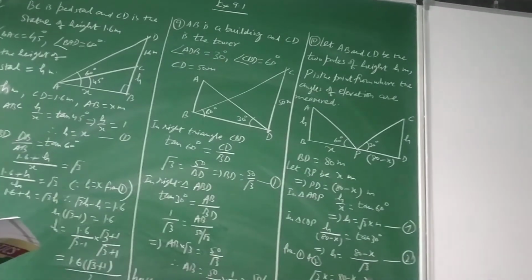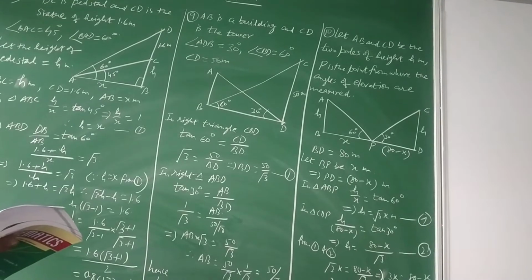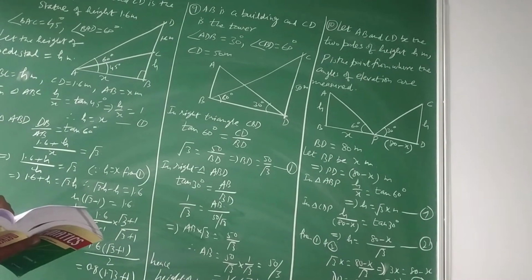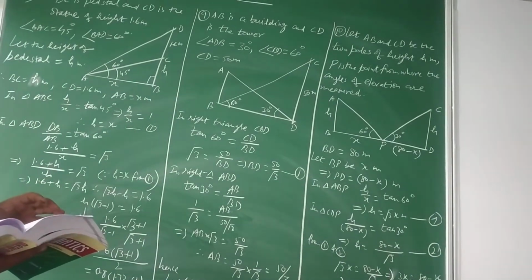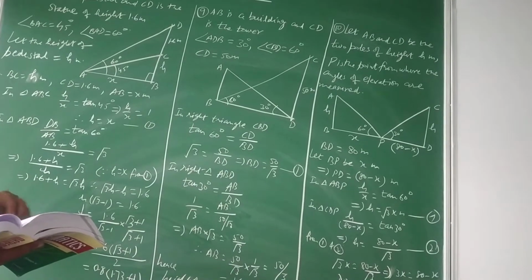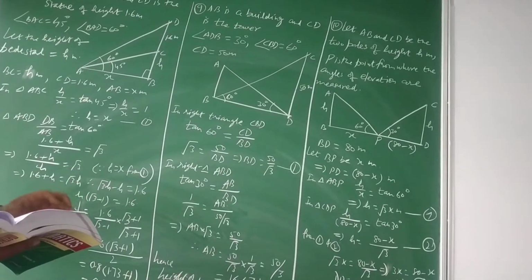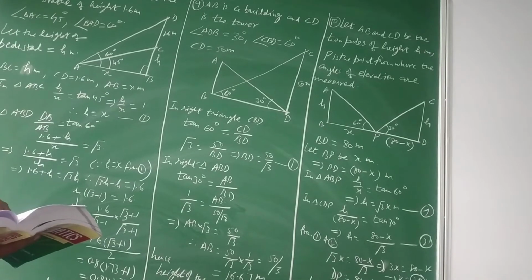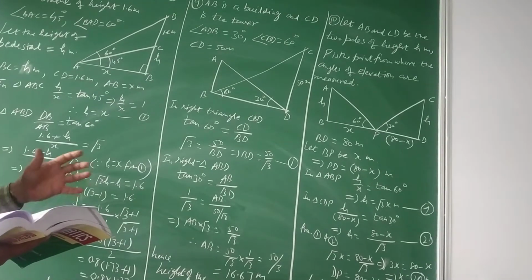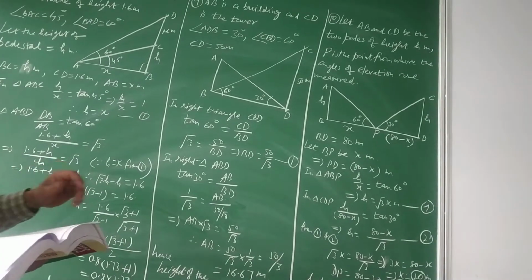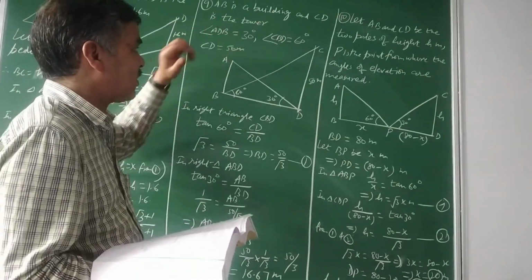Now number 9: the angle of elevation of the top of a building from the foot of the tower is 30 degree. And the angle of elevation of the top of the tower from the foot of the building is 60 degree. If the tower is 50 meter high, then you have to calculate the height of the building. So you make it very clear in your answer somewhere in the beginning.